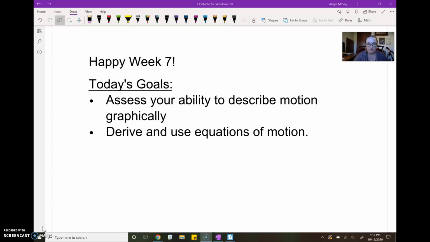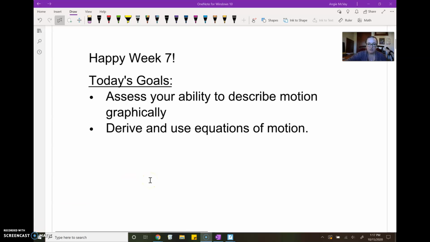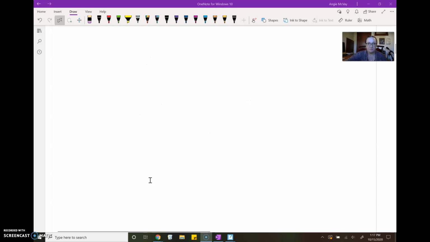All right, so in our lesson today, we had goals of assessing your ability to describe motion graphically. If you haven't yet taken the Graphing Motion Check for Understanding quiz on Formative, please see me so that you can do so. And then I also will work on deriving some equations of motion, and we'll show you how to use those equations to solve some problems.